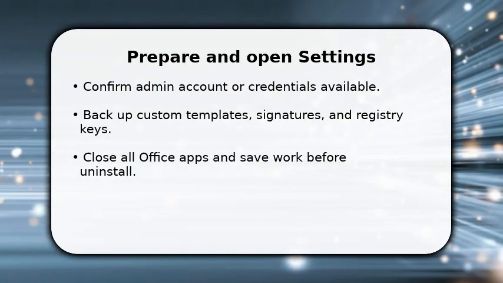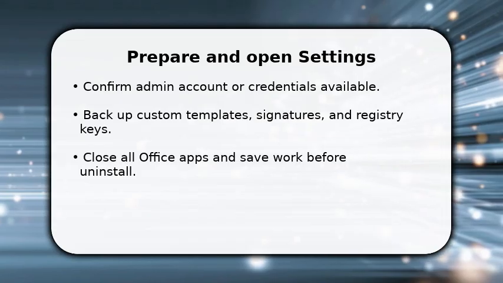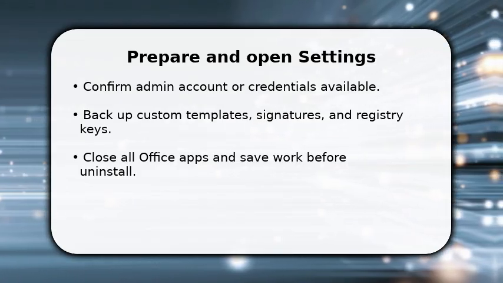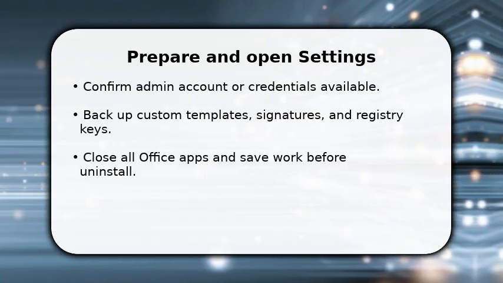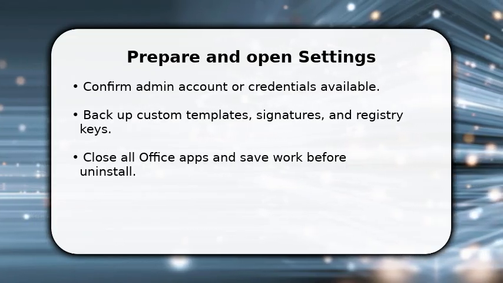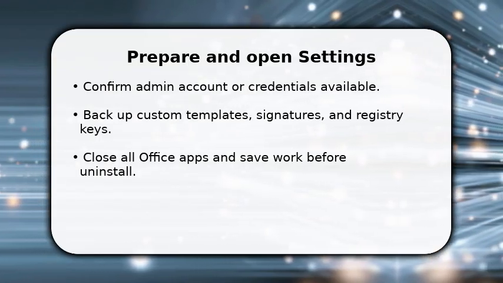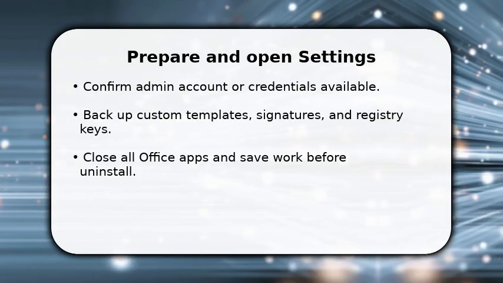You start by confirming you have an administrator account and gathering credentials because the uninstall requires elevated rights. Backup templates, signatures, and any custom registry keys so you can restore settings later. Once done, close every Office application and save your work. Background processes can block removal.